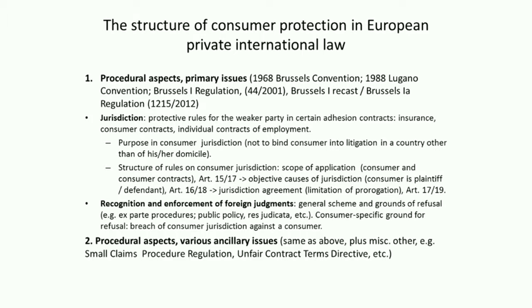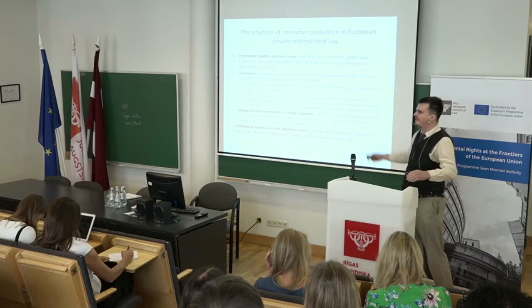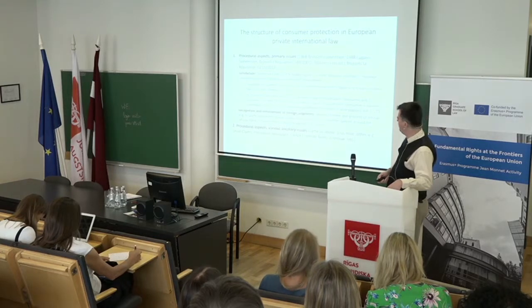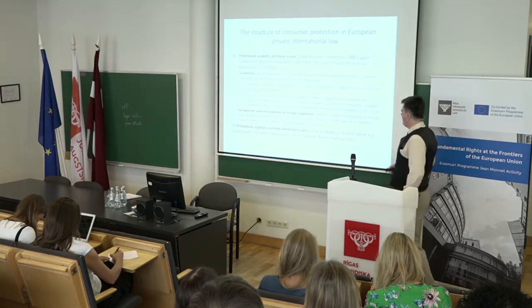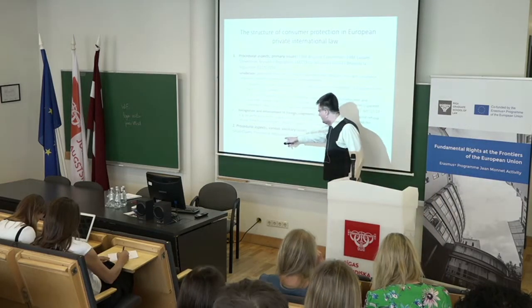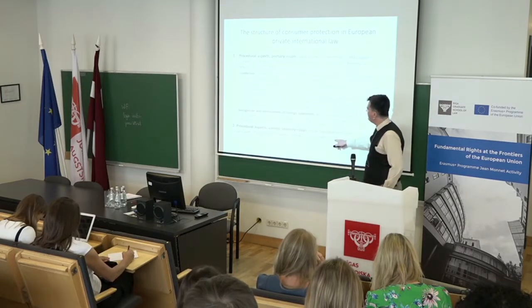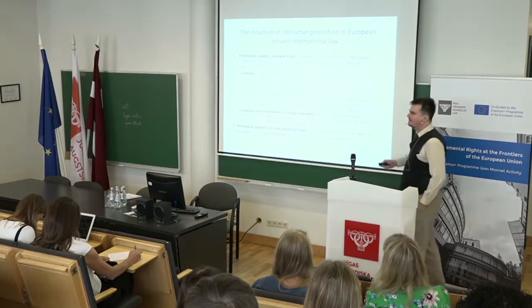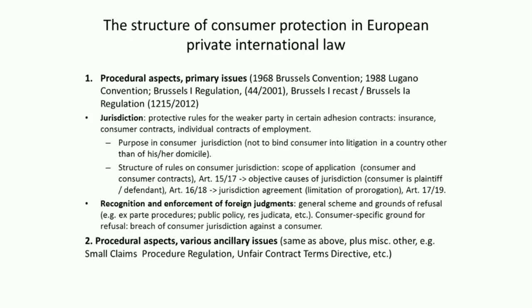Then we have a number of ancillary issues for procedure. The sources are the same as here, and then miscellaneous other ones. It's similar to your list of directives and secondary legal sources with conflict of laws. The same happens to procedural provisions. For example, a provision pops up in the small claims procedure regulation, another one in connection with choice of jurisdiction from the unfair contract terms directive, et cetera. These are not primary issues, but they might be important in a given case.